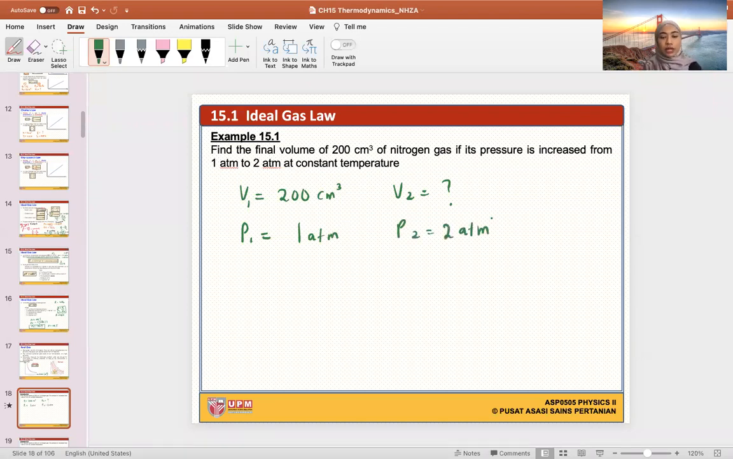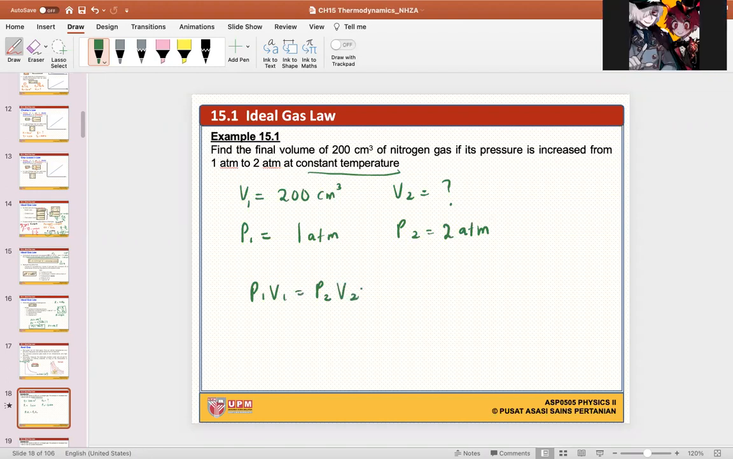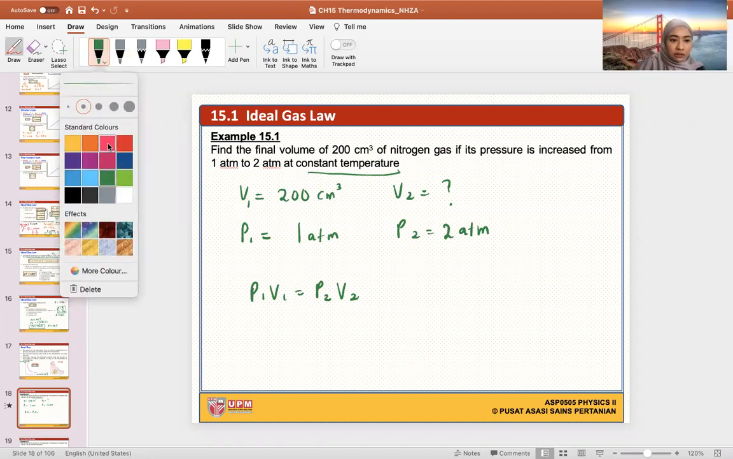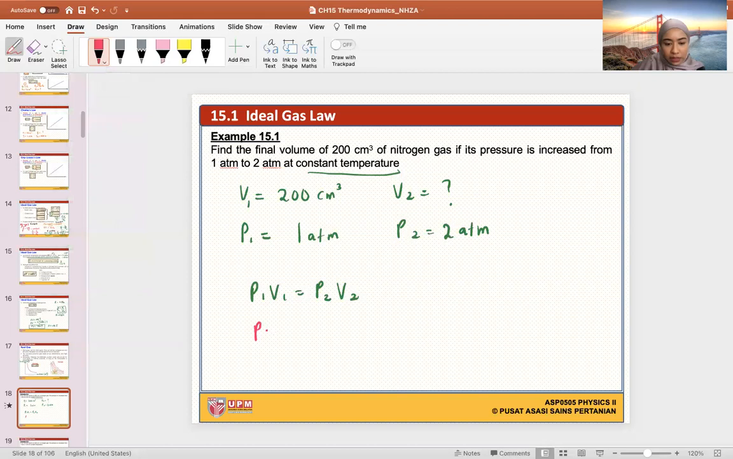So what equation should I use to solve this one at constant temperature? Boyle's law. Boyle's law is PV equals to PV. P1 V1 equals to P2 V2. Like that? Okay. So if you don't remember, you can come up with this equation using the method that I told you. PV equals to nRT. So T is a constant. All of this is a constant. So yes, P1 V1 equals to P2 V2.